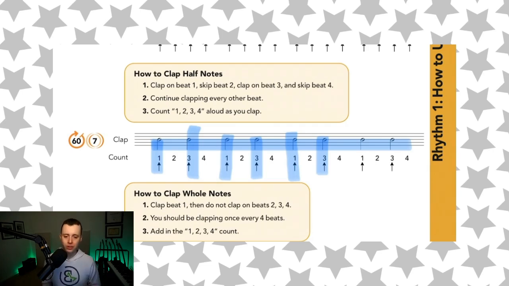Then try doing example 7 by yourself, literally just looking at the book with a metronome, clapping, and try to get it to sound exactly the same as what I did here and also how it sounds in the example. I will see you in the next lesson.